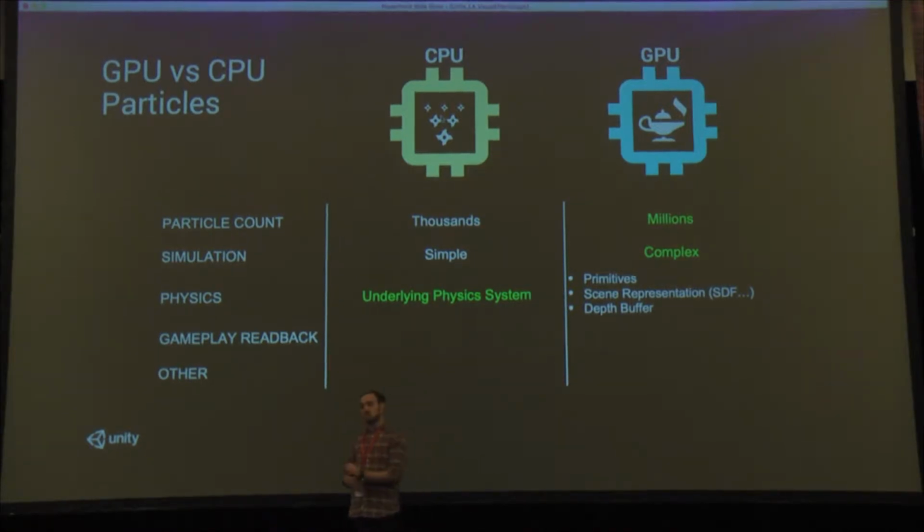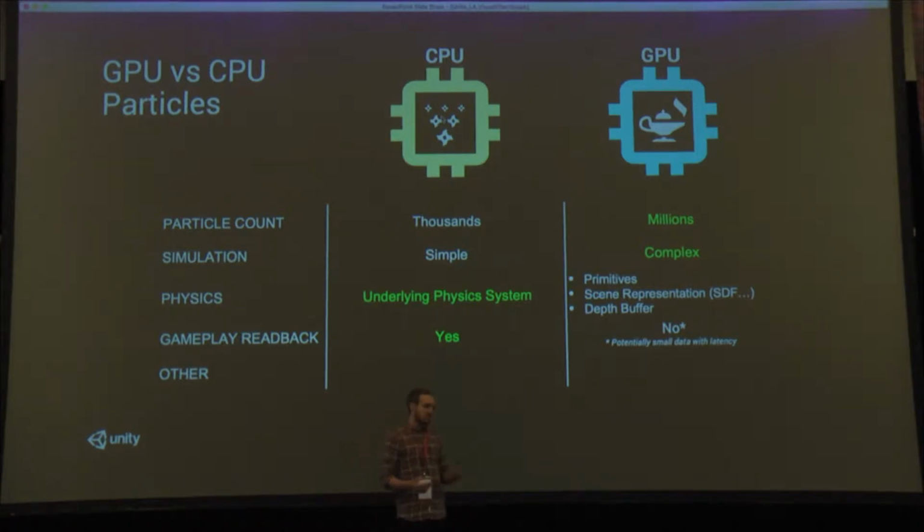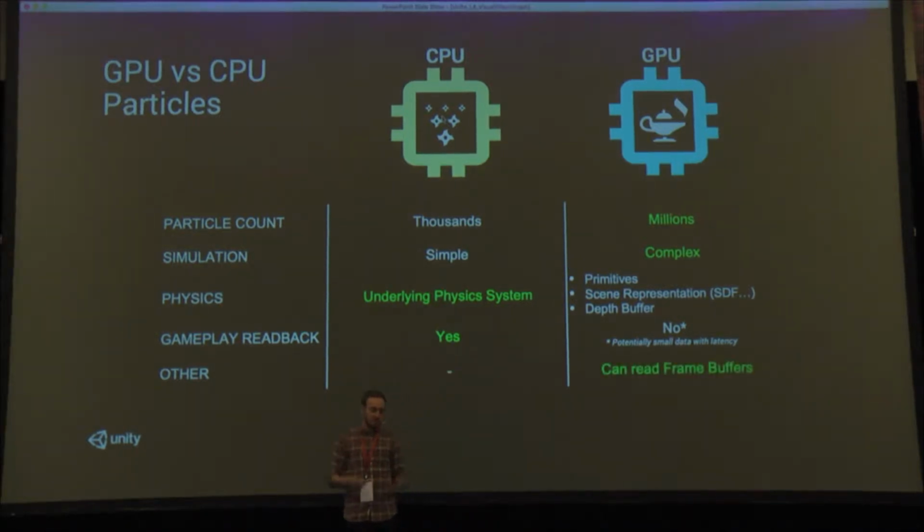One of the problems right now is that because it runs on the GPU, we don't have collisions with particles, which is a big thing. We don't have any access to the physics, really, apart from very primitive shapes, which I'll show you soon. And there's no gameplay readback. So we're not sunsetting the particle system. It's still very useful for a lot of other things compared to what we're doing for the visual effect.